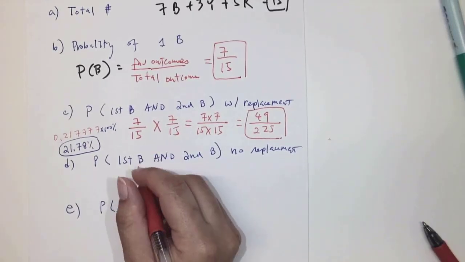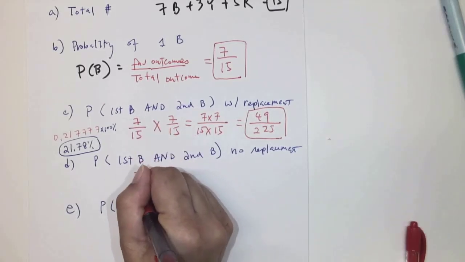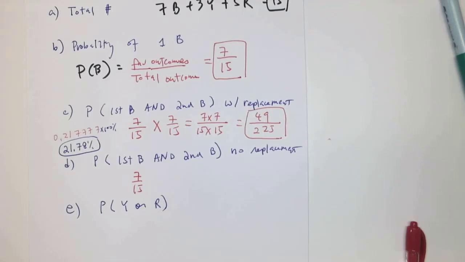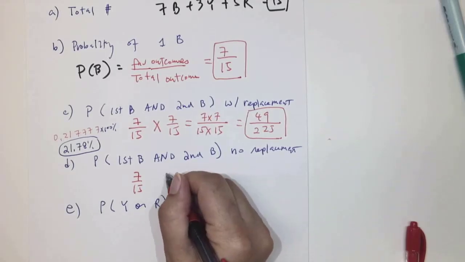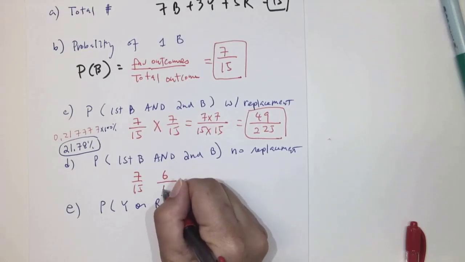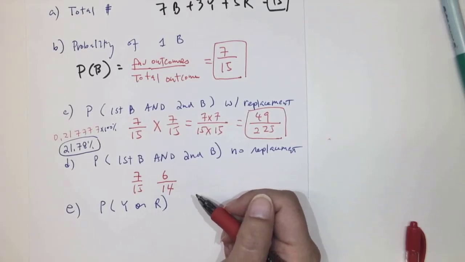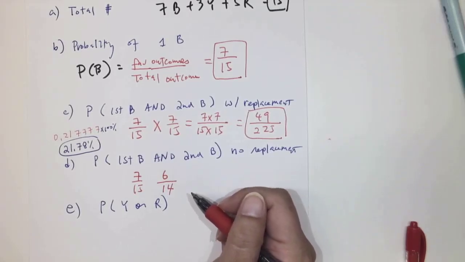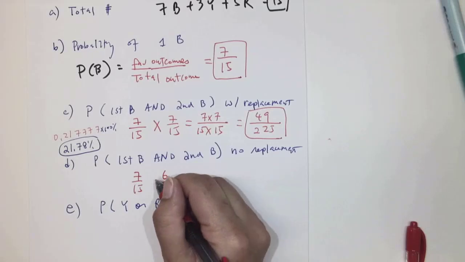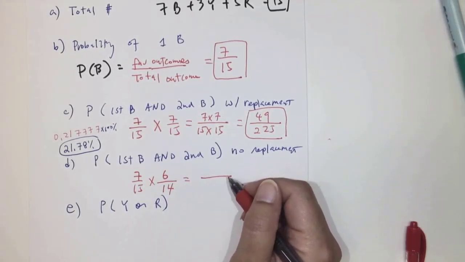Okay, the next one is without replacement. The first round you should get what? 7 out of 15, but this time you don't put the ball back. So the second round you have what? You have 1 less blue, and the total is 1 less. Is it okay? No replacement. Still "and" probability. "And" probability we do what? Multiply.